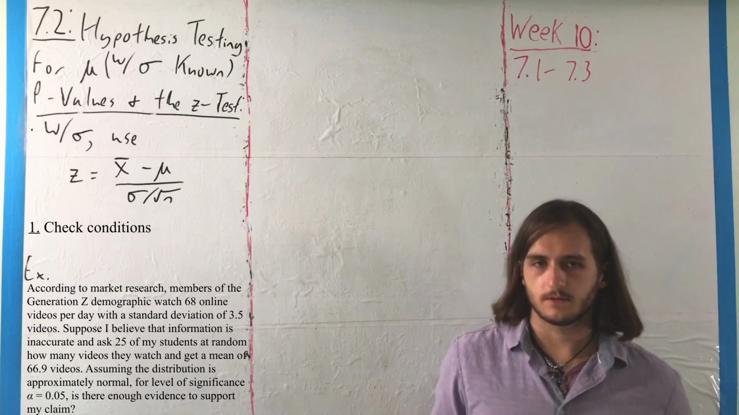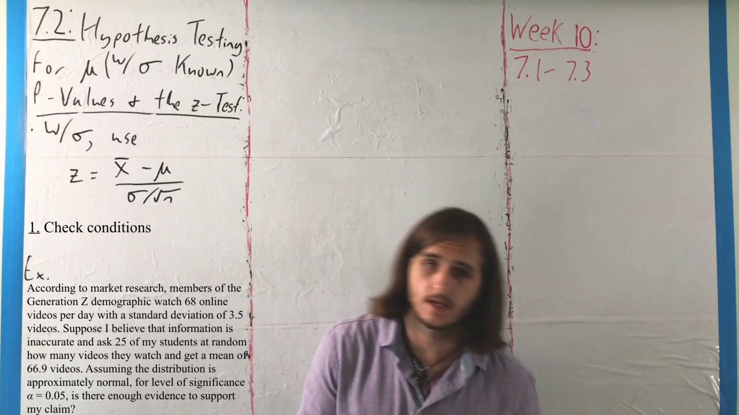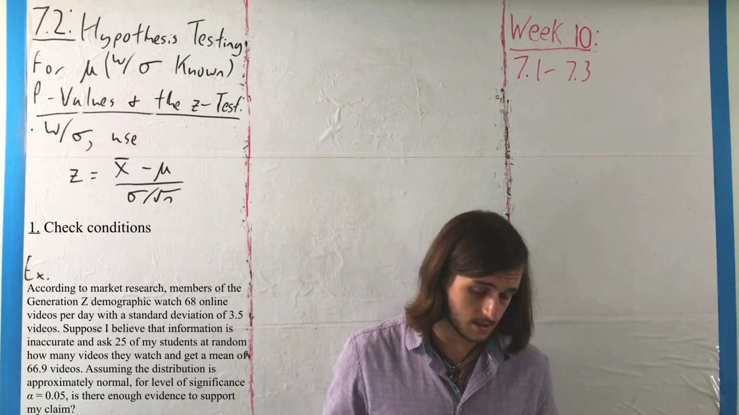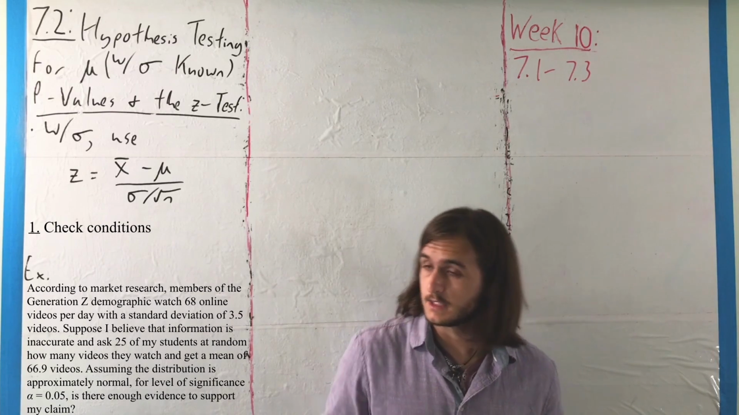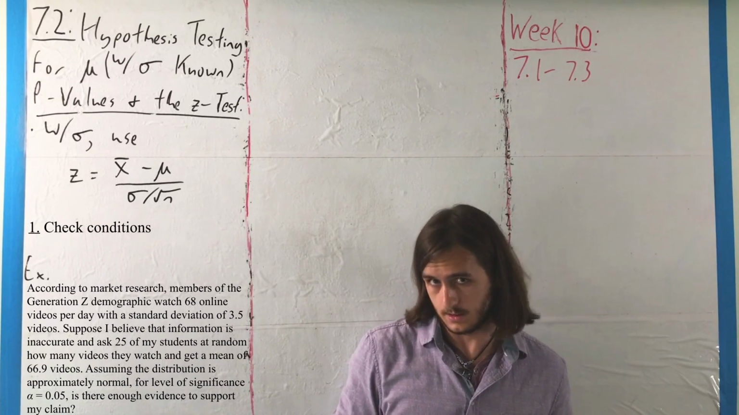So again, first step, just basic verification. Yes, we have approximate normality. We've got a not quite large enough sample, but for these purposes, it is enough. We also know what the mean and standard deviation are, so we can proceed with the z-test.